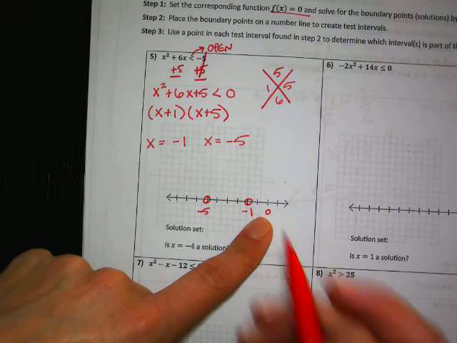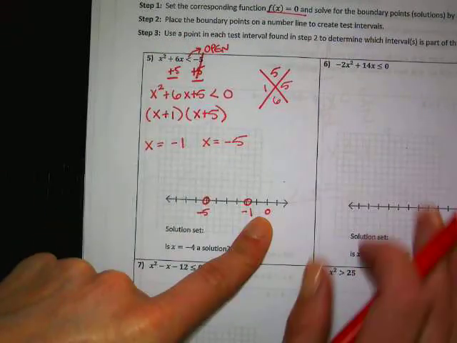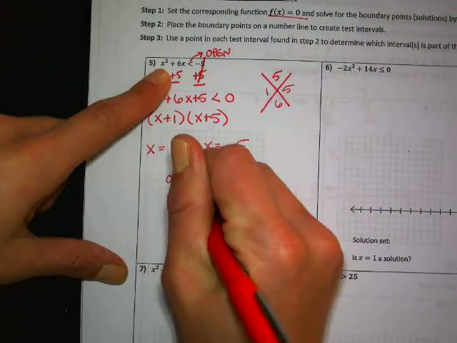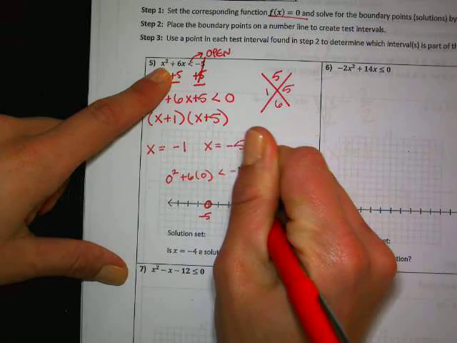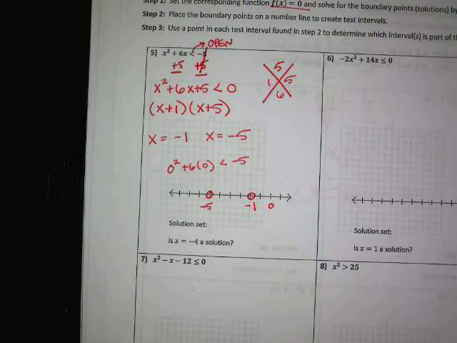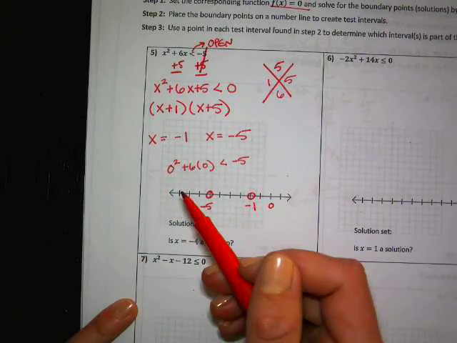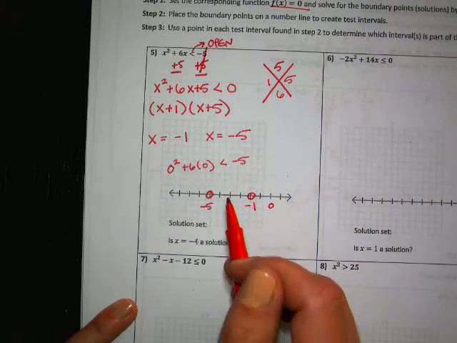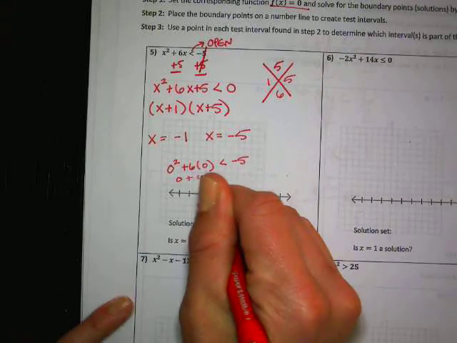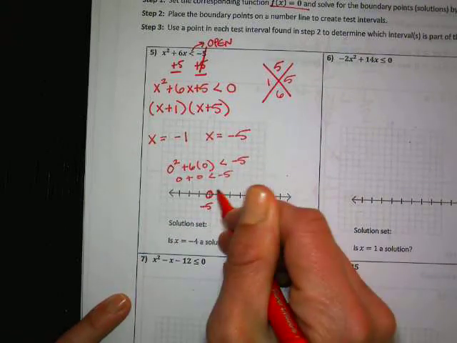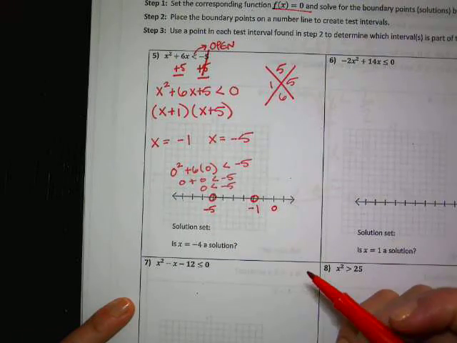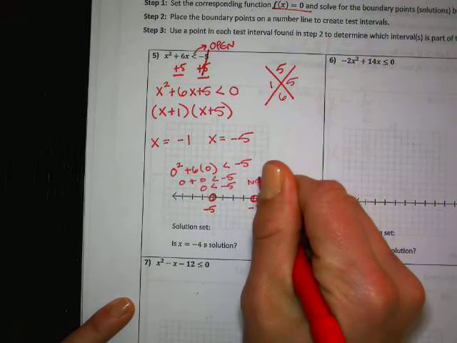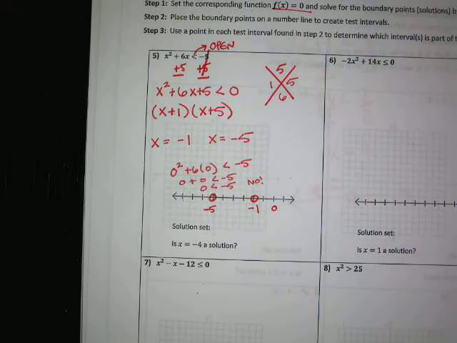So I'm going to use 0 and plug it in. I'm going to test it. So 0 squared plus 6 times 0 less than negative 5. What is 0 squared? 0. What's 6 times 0? 0. So I have 0 plus 0. What is 0 plus 0? 0. Is 0 less than negative 5? No. So 0 doesn't work, right?